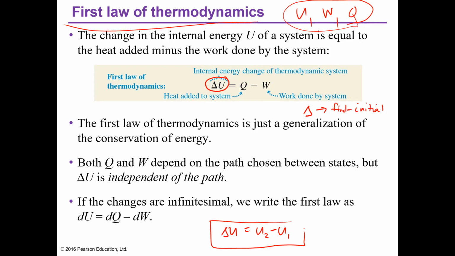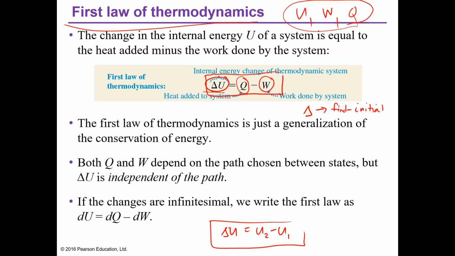And the first law of thermodynamics says that the change in internal energy is equal to the heat added to the system Q, okay, heat added to the system Q minus the work done by the system. And this is basically the first law of thermodynamics. It says that the change in internal energy must be equal to the heat added to the system minus work done by the system. Basically, first law is just the generalization of the conservation of energy.